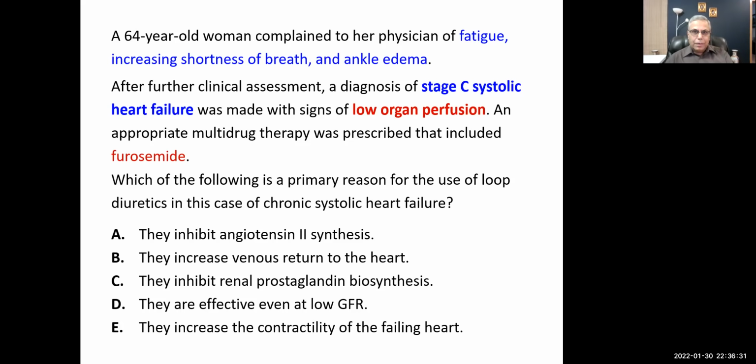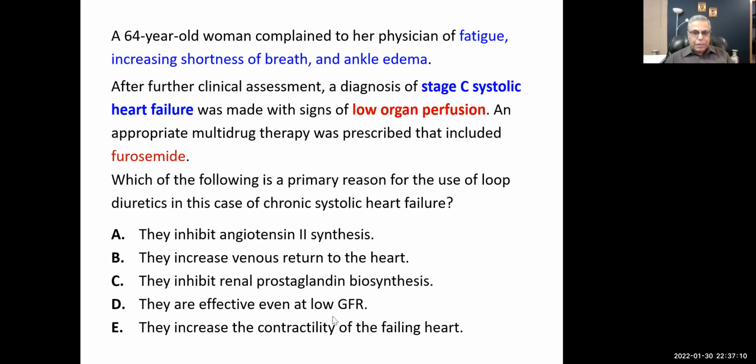All right, so I'll answer this question for you. There is an answer which is D, and that is a very good answer. See, this furosemide has nothing to do with angiotensin 2 synthesis, okay? Furosemide is going to decrease venous return because it is going to decrease the volume in the body. It causes diuresis, so it will not increase venous return, it will decrease venous return. They inhibit renal prostaglandin biosynthesis. Furosemide has nothing to do with it.